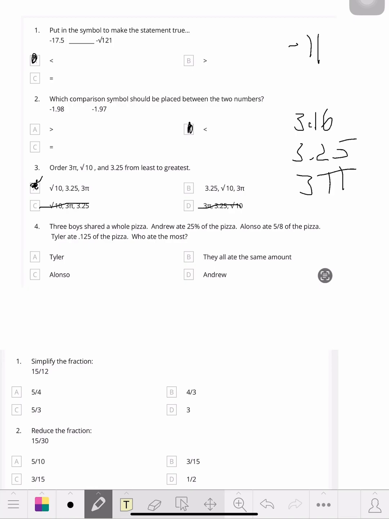3 boys shared a whole pizza. Andrew ate 25% of the pizza.